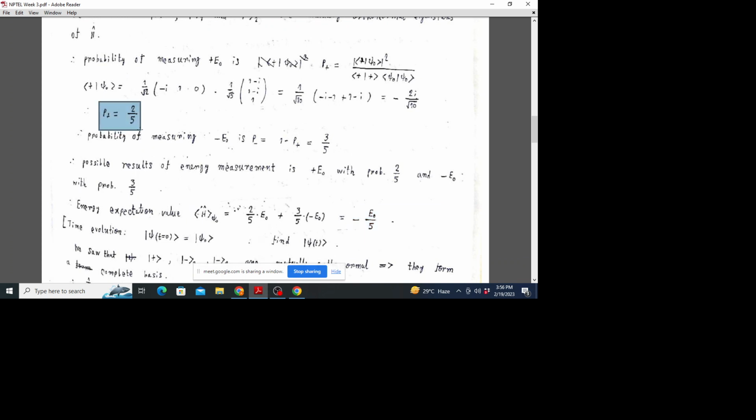Suppose plus E naught is head and minus E naught is tail. So we get plus E naught 40% of the time and minus E naught 60% of the time. Of course, upon a coin toss, you only get head or tail, you do not get something in between. This is similar to that, but the expectation value is like this.